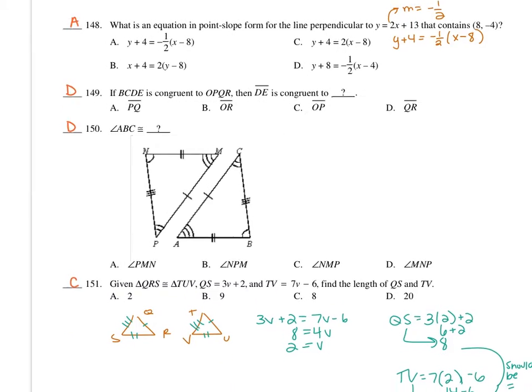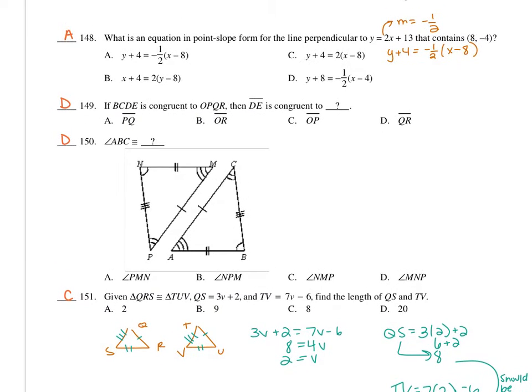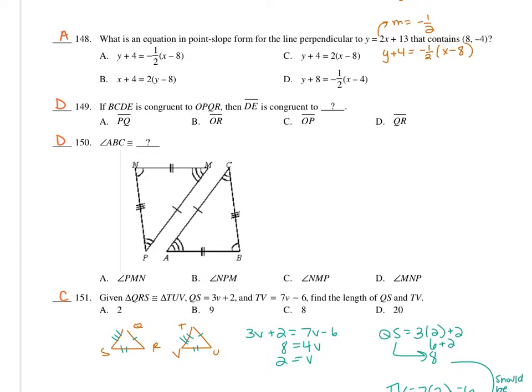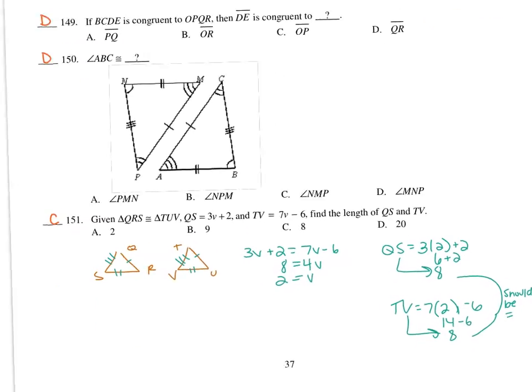Then we get into congruent triangles, or congruent figures, actually. So if BCDE is congruent to OPQR, then DE is congruent to, pay attention, order of the letters, it would be QR. Then triangles. So in that diagram, ABC has one arc, which would match PNM, which has one arc, or NMP.